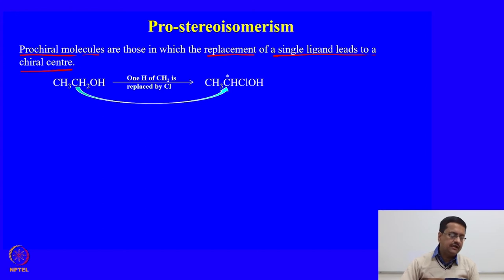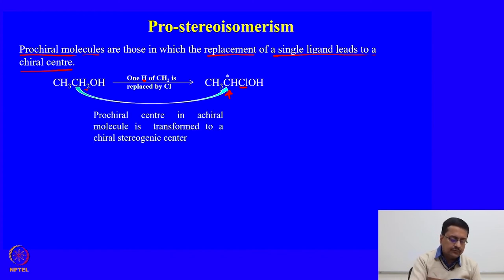So, let us see this with a very simple example of ethanol. In ethanol, if we replace one hydrogen of the CH2 group by chlorine, we get 2-chloroethanol. And what we see is that the carbon number 1, with which the Cl and OH are connected, is a chiral center and this becomes a chiral compound. So, a prochiral center, which is this one, in an achiral molecule, which is ethanol, is transformed to a chiral stereogenic center by a single replacement. So, we call ethanol a prochiral molecule and C1 of ethanol a prochiral center.